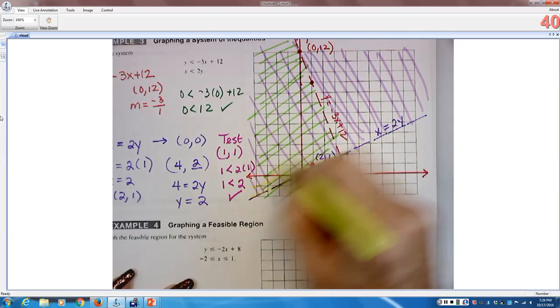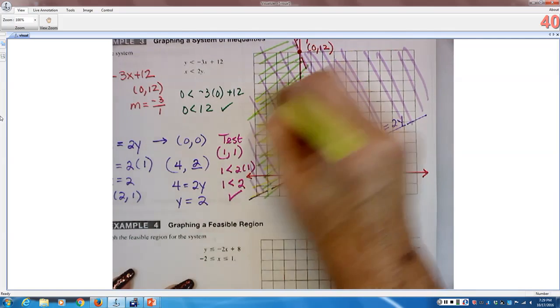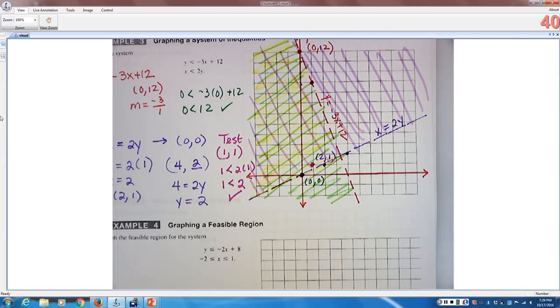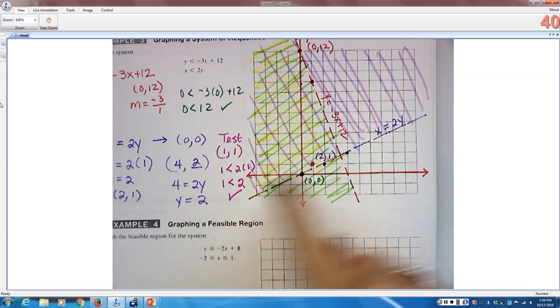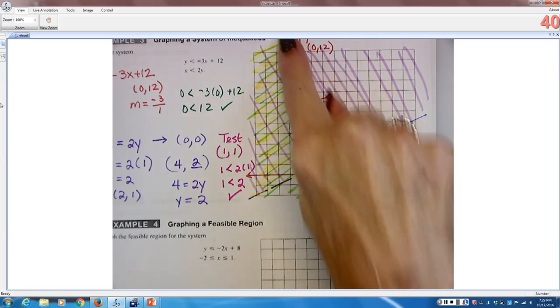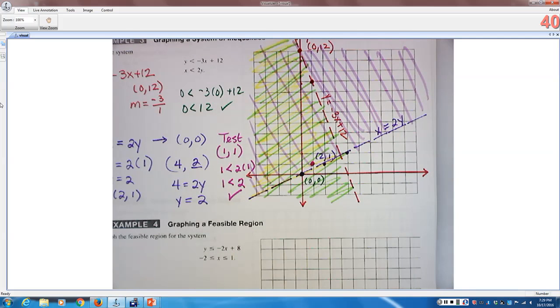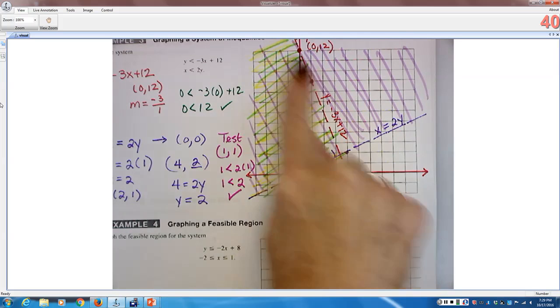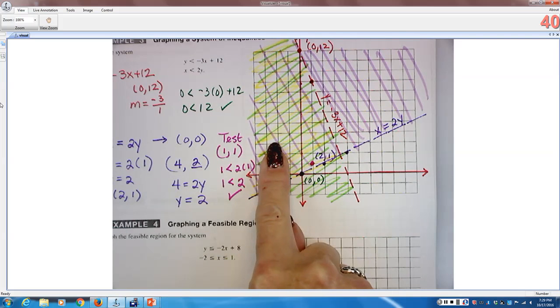You wouldn't have to do any extra shading as long as you shade it to where you can see that it's overlapped. But that is the solution region right there. Okay? It's this part in this corner. The name of this region is called the feasible region, because it's the region that has all the solutions.